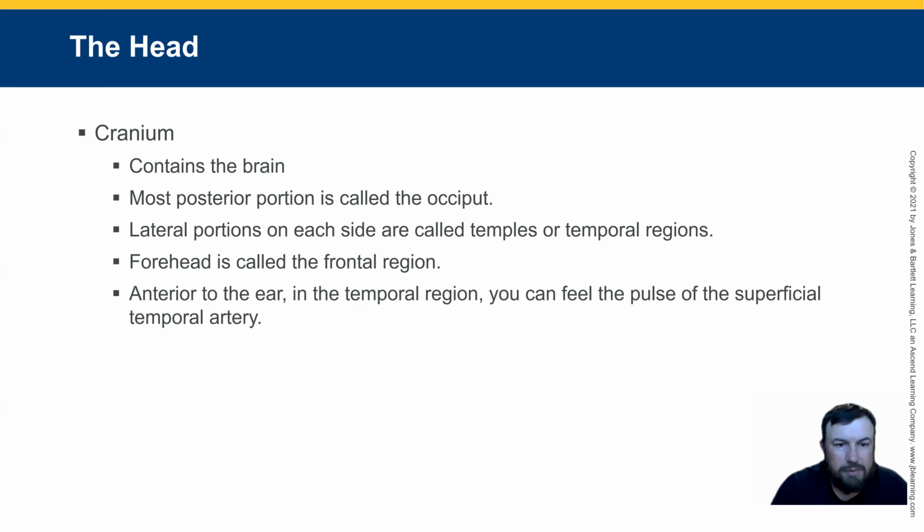So, jumping right into it here, the cranium consists of the brain. The most posterior portion is called the occiput. Sorry, we're going to screw up right from the beginning, I guess. The lateral portions on each side are your temporal regions. The forehead is called the frontal region. Anterior to the ear in the temporal region, you can feel a pulse of the superficial temporal artery. I would not use this as a pulse point. It is very hard to find.